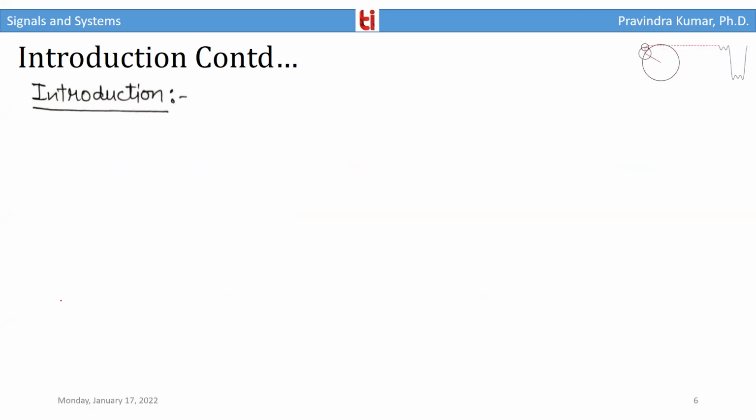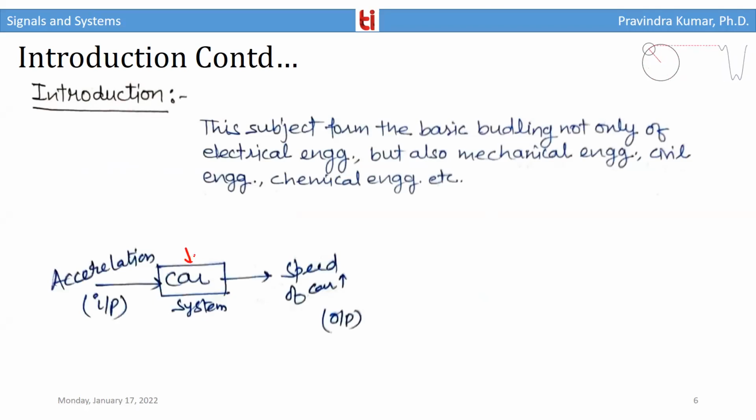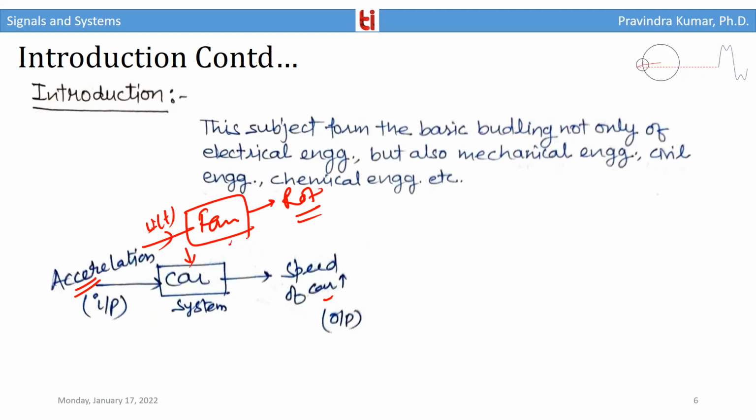This signals and systems subject forms the building block not only of electrical systems, but also mechanical, civil, and other contexts. So the stream may be different. Here, for example, this is one kind of system, a car: I input the acceleration, and the output is speed. This is one kind of mechanical system. Or a fan, with electrical input and rotation as output. So the electrical signal is converted into mechanical motion. This is again another system.